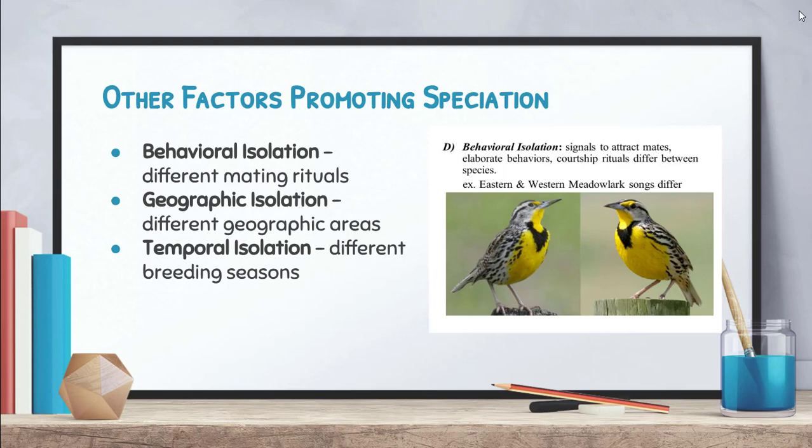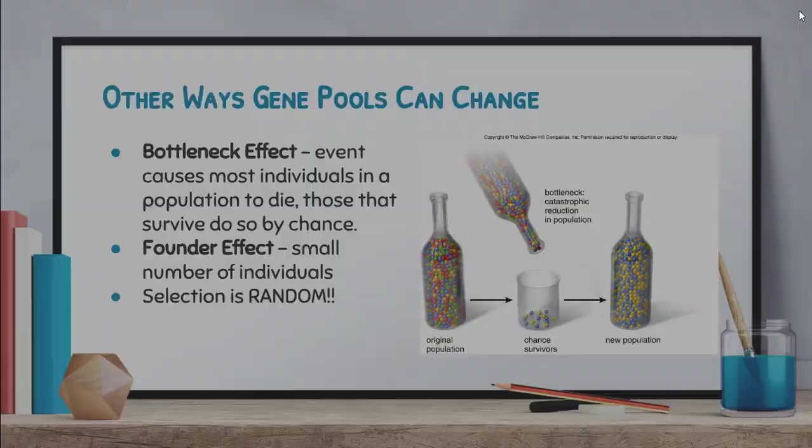Another example is geographic isolation. As time passes, geography changes. Now keep in mind this takes place over thousands and millions of years. But as the geography changes, so do the species' ability to reproduce with one another. And if there's a geographical barrier between two separate populations, that can result in speciation of those different populations. And then the last one is temporal isolation, where we have different breeding seasons. Some organisms breed during different times of the year, and as a result, they cannot reproduce with one another.